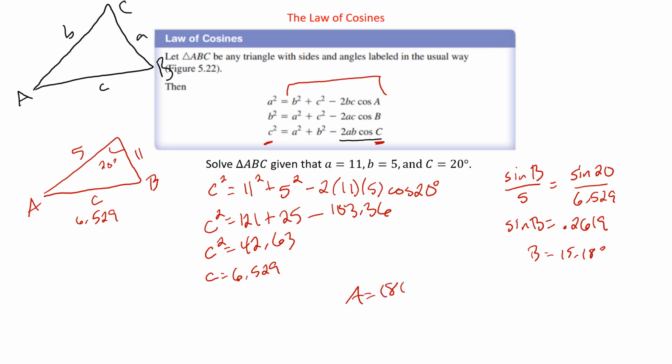A will just be 180 minus angle C minus angle B. So 180 minus 20 minus 15.18 is about 144.82 degrees. Now, if you would have found angle A first, instead of 144, you'd have gotten about 35.18 degrees. And then you would have subtracted to find B, which would have been a big angle.